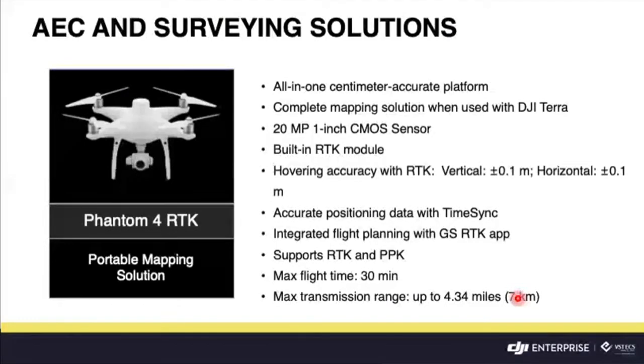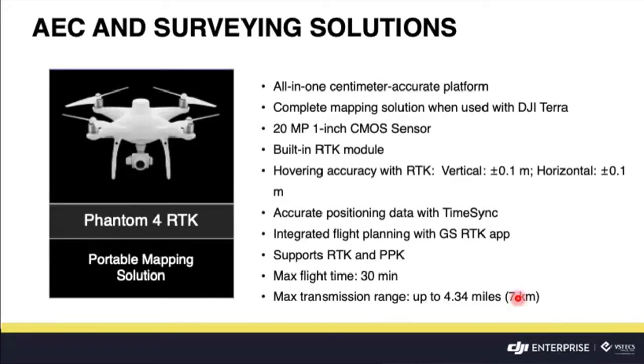Phantom 4 RTK, commonly used in architecture, engineering, and construction and surveying solutions because of its all-in-one centimeter accurate platform. It is used for a more portable mapping solution and is the most compact and accurate low-altitude mapping solution. DJI has rethought its drone technology from the ground up, revolutionizing its systems to achieve a new standard for drone accuracy, offering Phantom 4 RTK customers centimeter accurate data while requiring fewer ground control points.